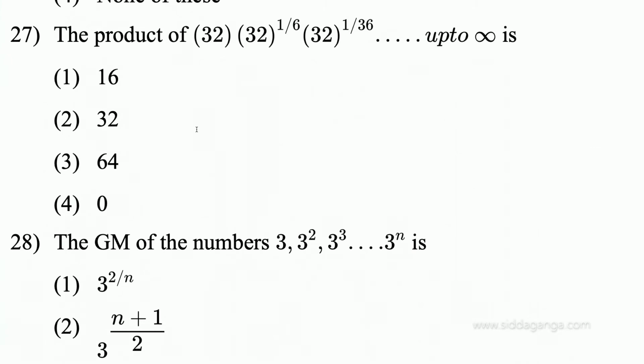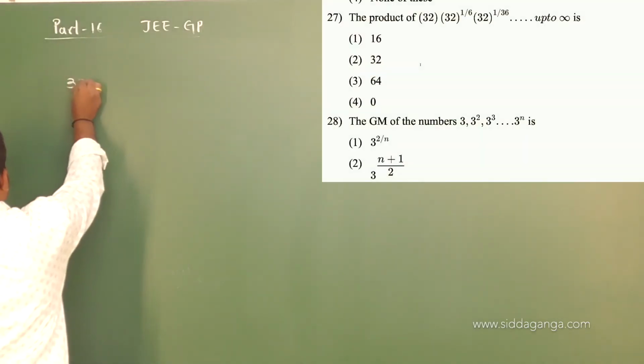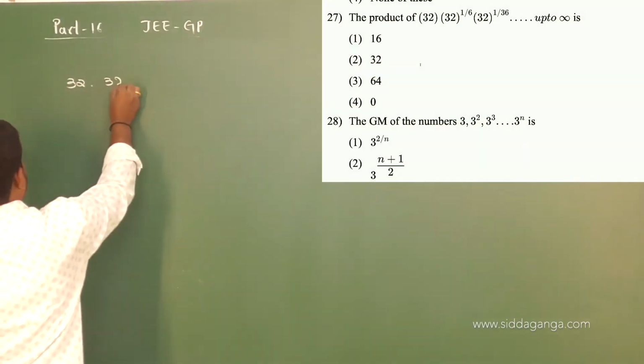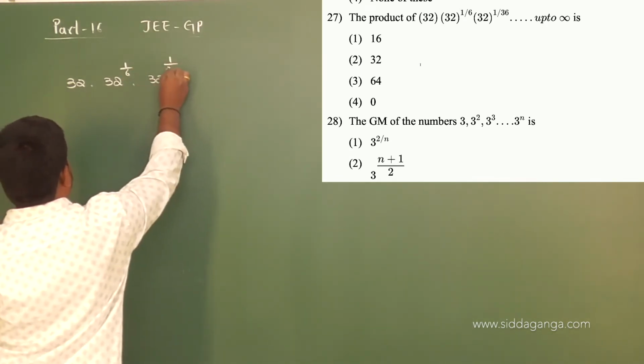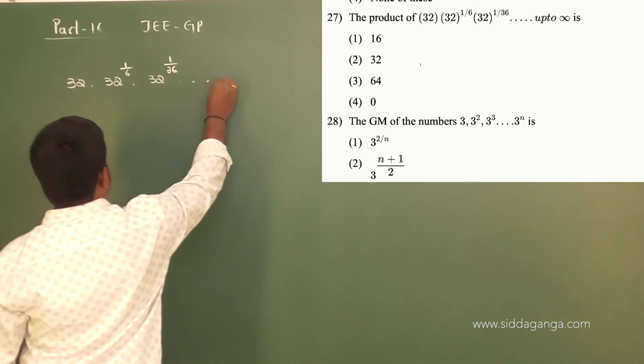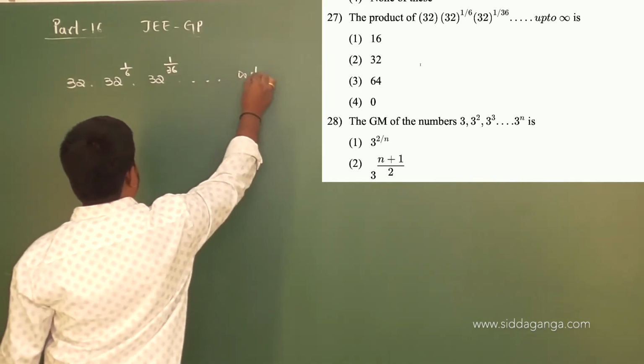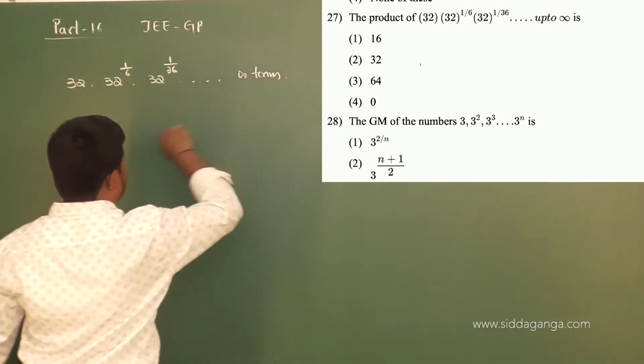Okay, question number 27. The product of, yes, same as before, 32 into 32 power of 1 by 6 into 32 power of 1 by 36 up to infinite terms equal to what? Yes, we have 32 into 32 power of 1 by 6 into 32 power of 1 by 36 into, so infinite terms.